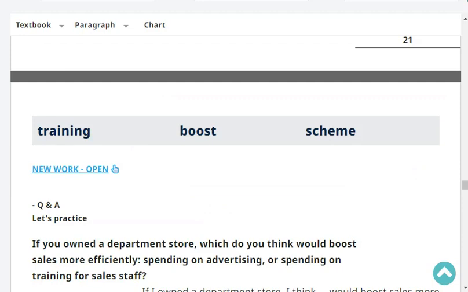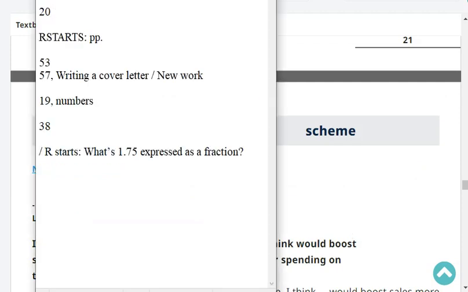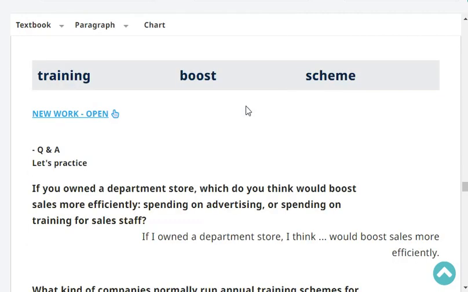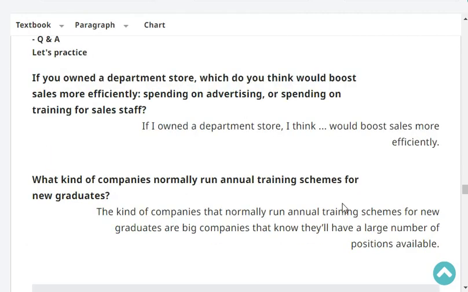Training, boost, scheme. If you owned a department store, which do you think would boost sales more efficiently, spending on advertising or spending on training for sales staff? If I owned a department store, I think spending on training for sales staff would boost sales more efficiently. Very good.